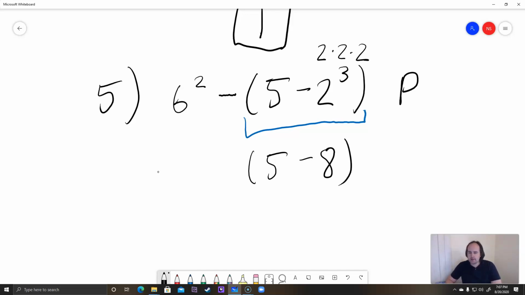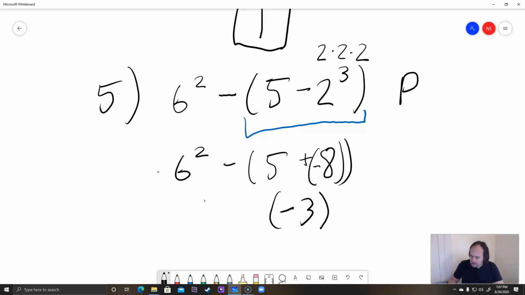But we're still not done with these parentheses because we still haven't finished simplifying it. So inside of these parentheses, 5 minus 8 is the same as 5 plus negative 8, okay? And these are opposite signs, so we subtract and we keep the sign of the larger number. So the larger number is 8, and it's negative, so this is going to be 8 minus 5, which is negative 3. Okay, and don't forget we still have a 6 squared minus this. So 6 squared minus negative 3. All right, and after we did all of that, we're finally done with parentheses.